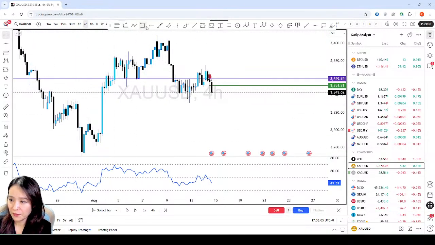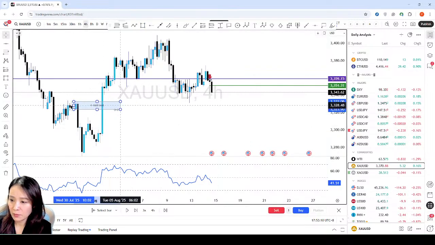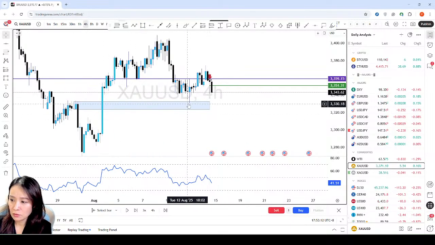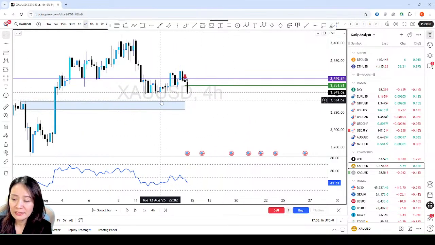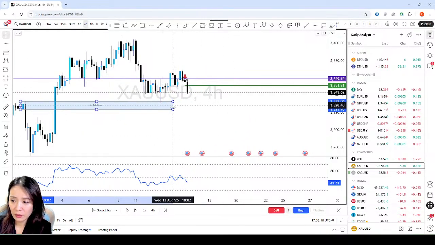This is the failed OB. This is a breaker block. Okay, this is a breaker block. Price goes to the breaker block here and then you buy. We're going to look here for the confirmation, the wick.